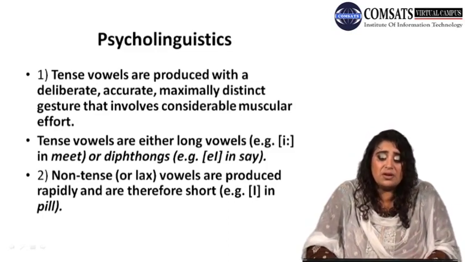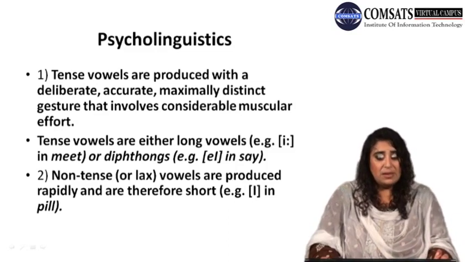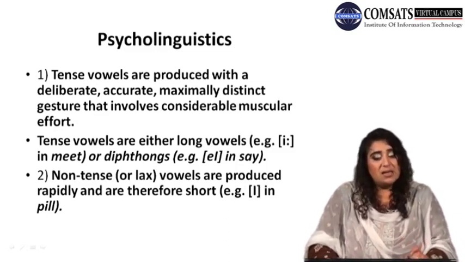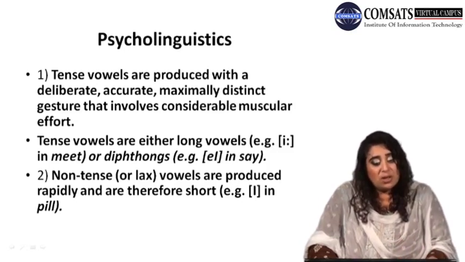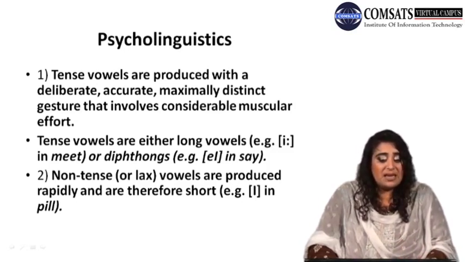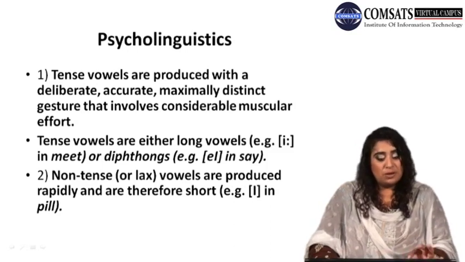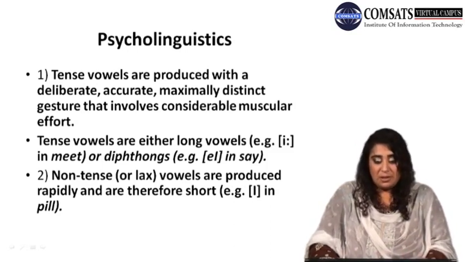Now, tense vowels are either long vowels, जिनको खींच के लंबा बोला जाता है, for example, "ee", ठीक है, "ee", that is a tense vowel. Or let's say like in "meet", or diphthongs, "ei" in "say". Now, non-tense or lax vowels are produced rapidly and are therefore short, "i" like in "pill", बहुत short sound उसकी जो है ना end होती है.